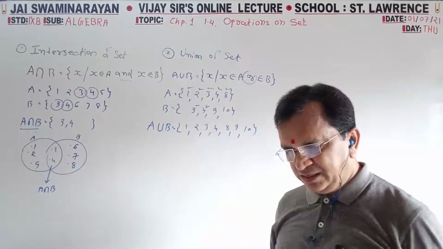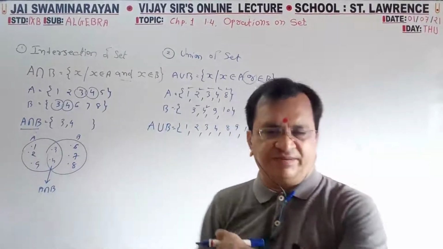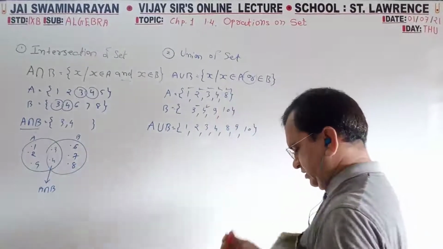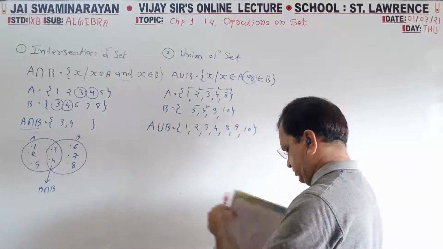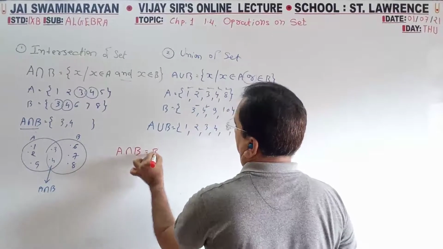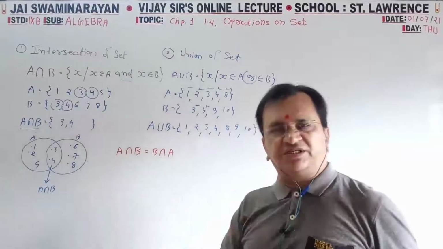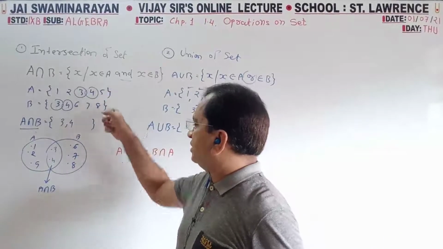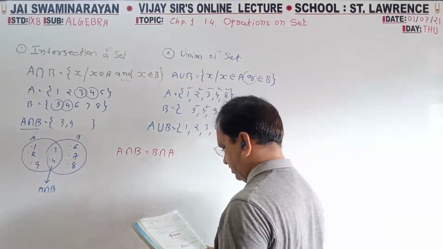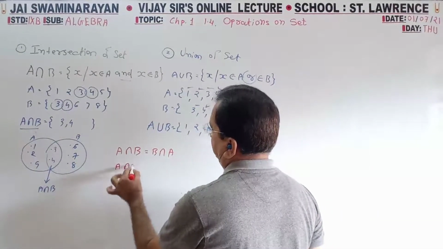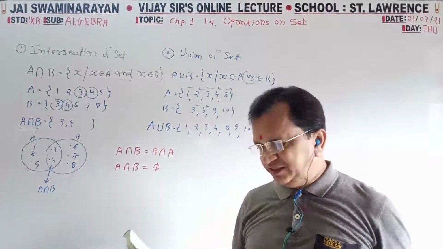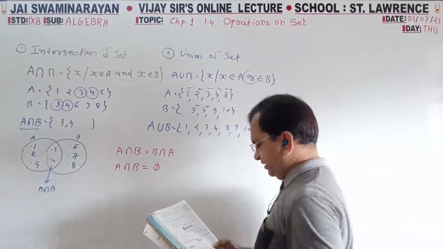So there are some formulas related to union and intersection. First, A intersection B or B intersection A will always be the same. This and this common, or this and this common, are always the same. Next, A intersection B is empty if there is nothing common.